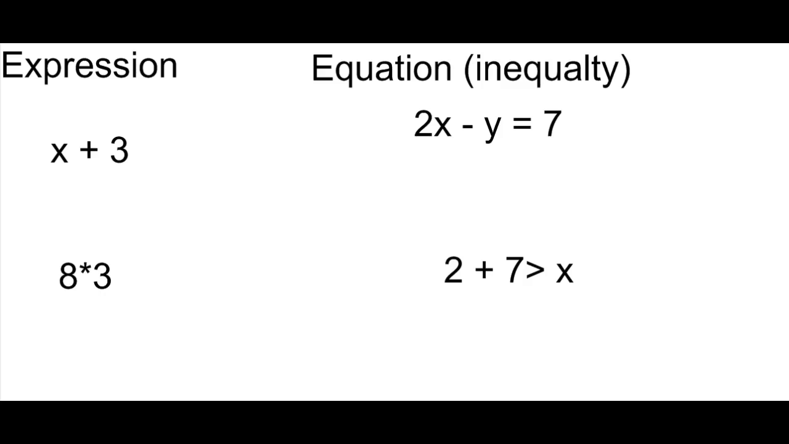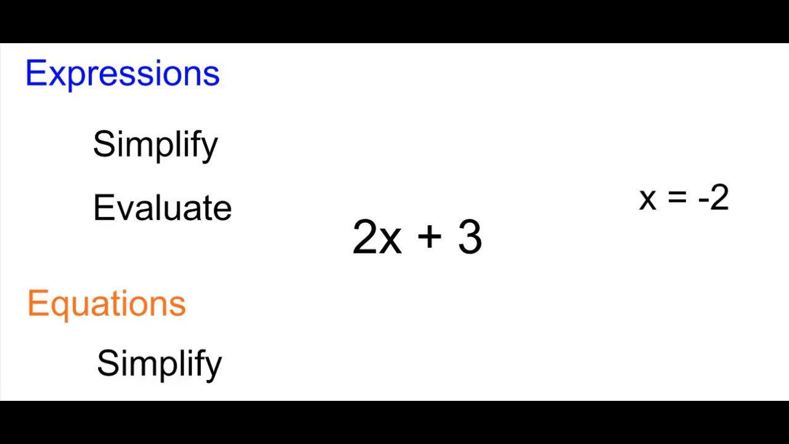So here's some examples of expressions and equations. What do you notice is the biggest difference? I'm hoping that you notice that an equation is going to have either an equal sign or an inequality sign. It's basically two expressions that are joined together by an equal sign or an inequality sign. Expressions do not. Now, that's huge. When I say an expression, I want you to know that there should not be an equal sign or an inequality sign. You can do different things with them.